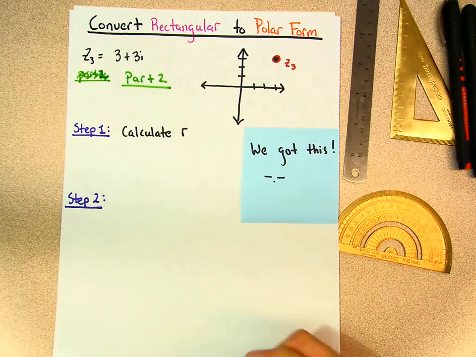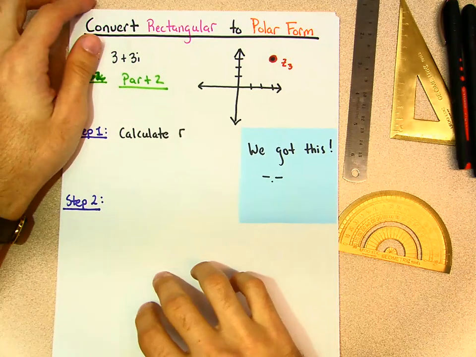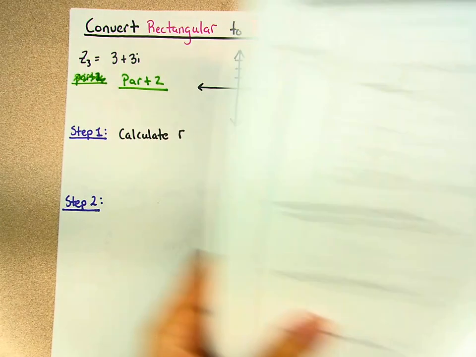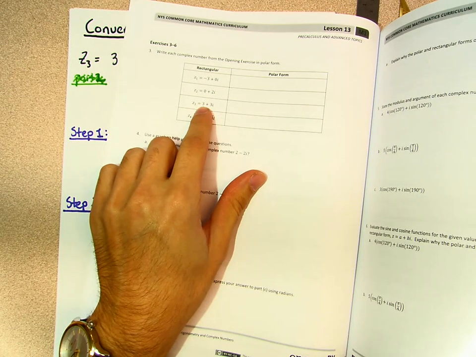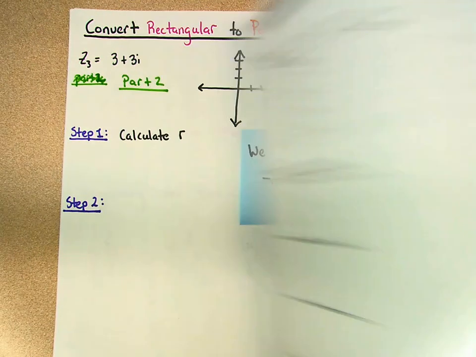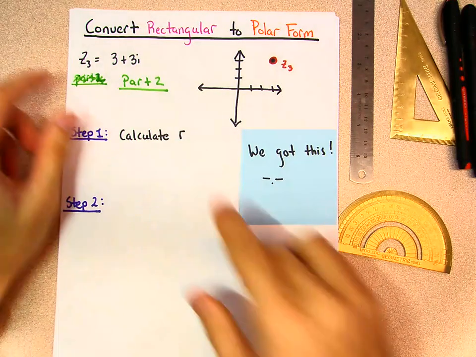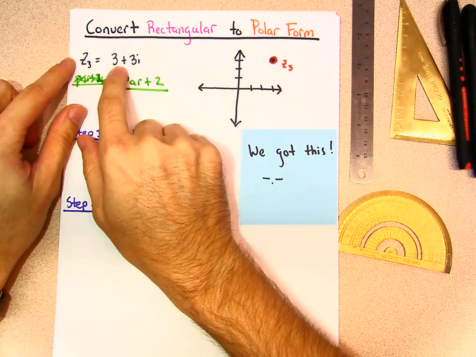Okay, all right, let's do this. So, next part in the lesson, right? We did the first two. Now let's try and take these from rectangular to polar form. So what happens here? If z sub 3 is 3 plus 3i.